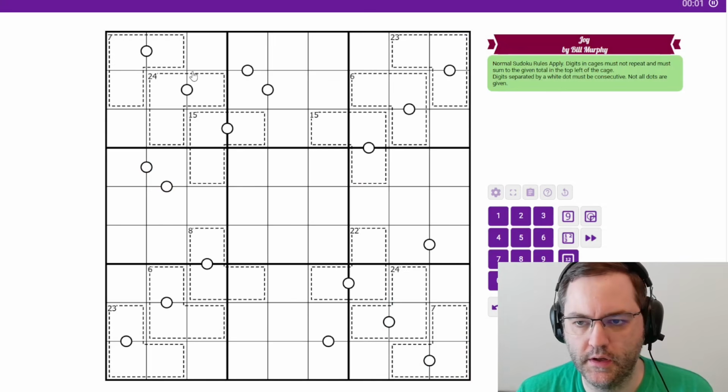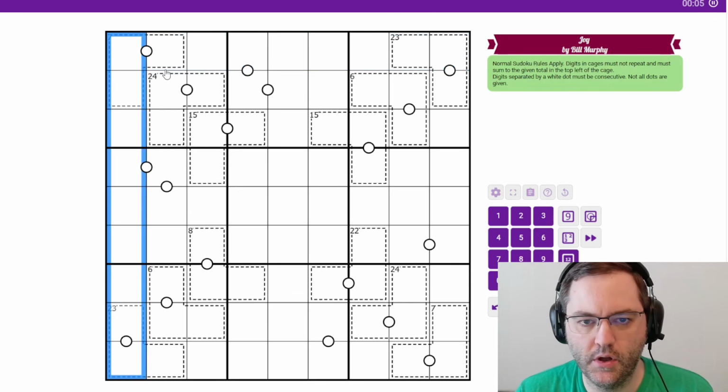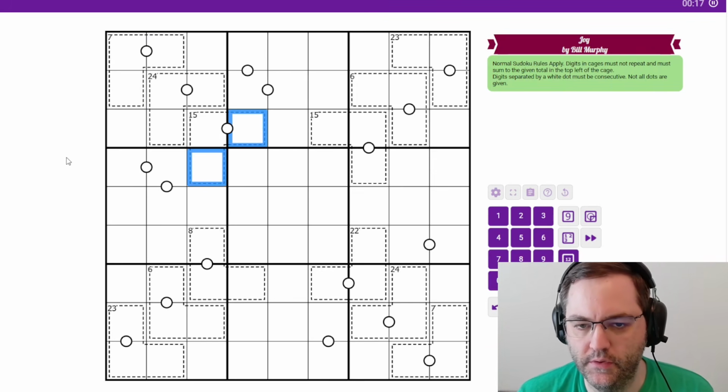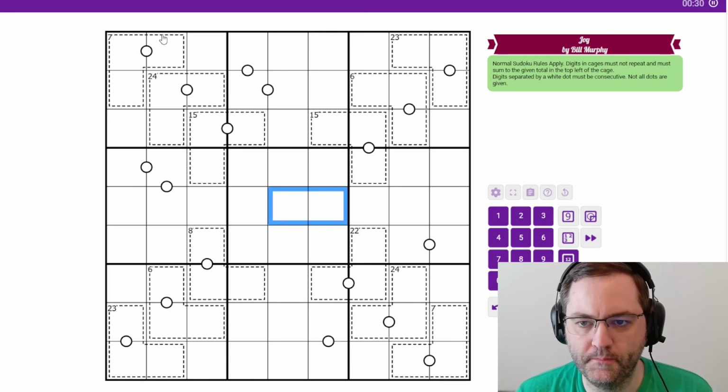This is a killer and consecutive pair Sudoku. 1 to 9 in each row, column, and 3 by 3 box. As always, or almost always, we have cages in the grid. Digits in the cage must sum to the total in the top left corner and cannot repeat. So even though these two cells don't see each other by Sudoku rules, they're in the same cage, so they can't be the same. And then white dots mean consecutive. Other pairs of digits could be consecutive. And those are the rules.